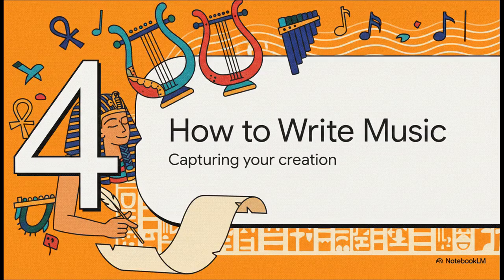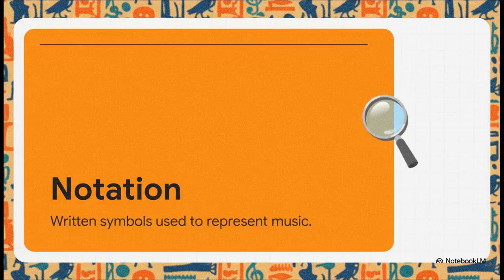Okay, so imagine you've done it. You've created a masterpiece in your head. That's awesome. But how do you remember it? And maybe even more important, how do you share it with other musicians so they can play it exactly the way you hear it? The answer is notation. Think of it like a written language for music. It's a system of symbols that represents the sounds, just like the alphabet represents the words we speak. It's the universal language that lets musicians from all over the world play the same piece of music.